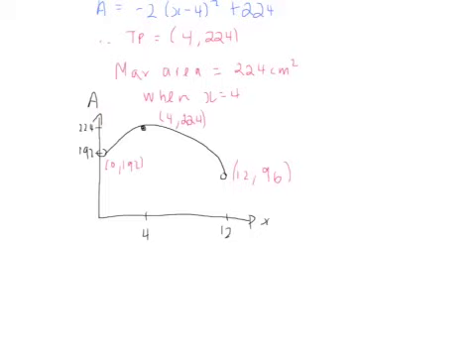If I try to draw that, what I've actually got here is my area along the y-axis, and x is obviously the values of x on the x-axis, and my maximum area, which is 224, will occur at the turning point when x equals 4. So at the value of x equals 4, my area peaks at 224.